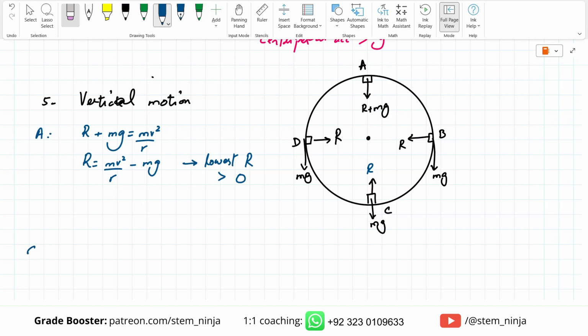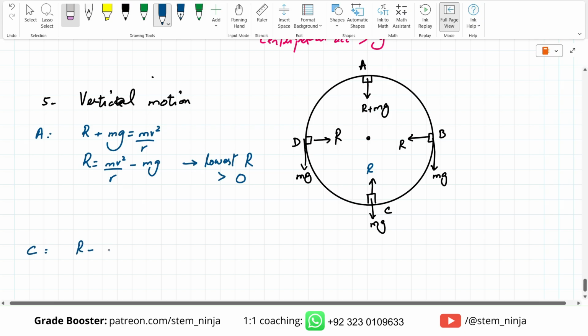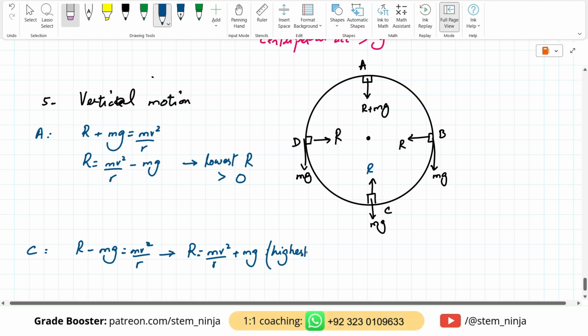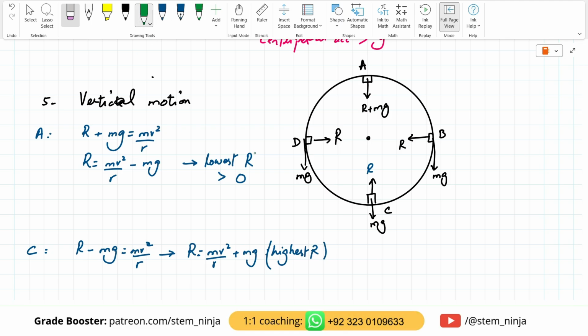And at C, you have R minus mg equals mv squared over R, and that becomes R is equal to mv squared over R plus mg, and this is the maximum value of reaction force. So as we did before, the lowest R has to be greater than 0. Again, we would have the same thing.